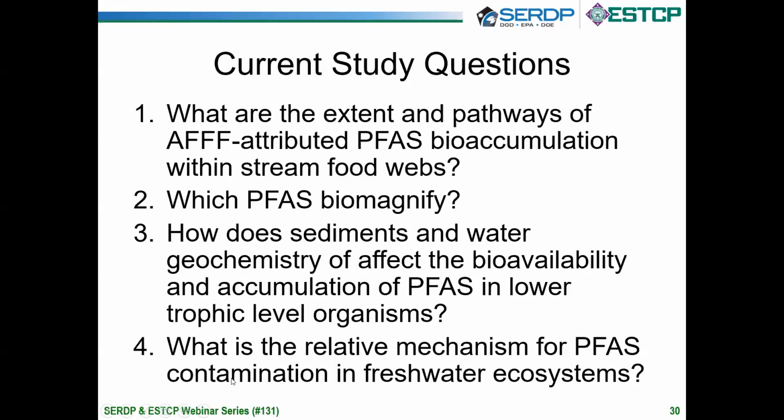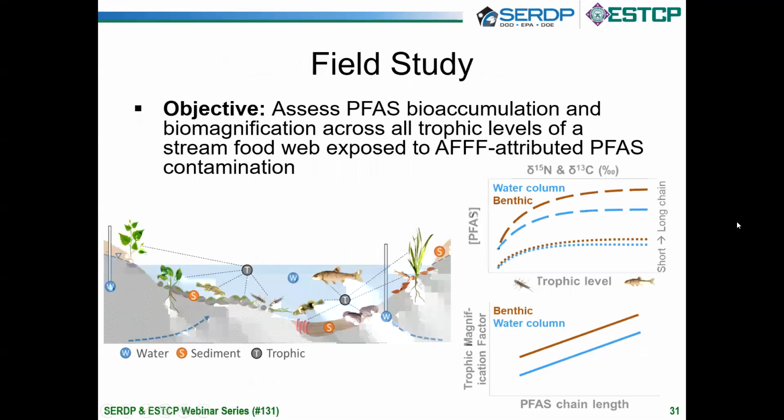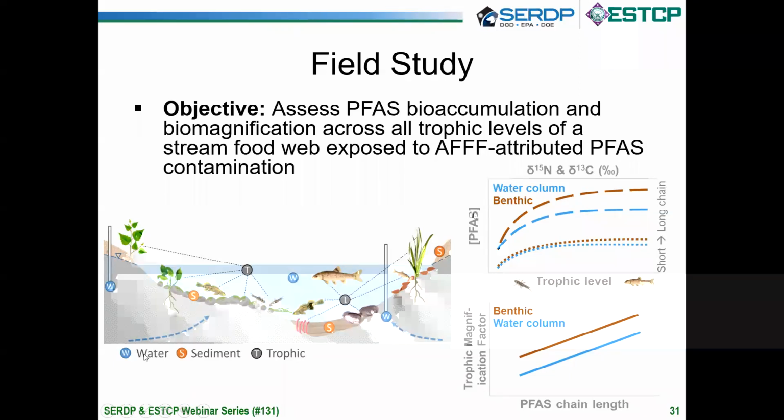So next, I'll introduce our 3 studies in a little bit more detail. The first is this comparative field study, which is led by myself, with the objective of assessing PFAS bioaccumulation and biomagnification across all trophic levels of a stream exposed to AFFF-attributed PFAS contamination. We will be collecting samples to measure PFAS concentration in both the environment, including surface water, pore waters, and sediment, as well as in the aquatic food web, representing biofilms, aquatic plants, macroinvertebrates, fish, maybe even some riparian species, basically everything we're able to find while we're out there.